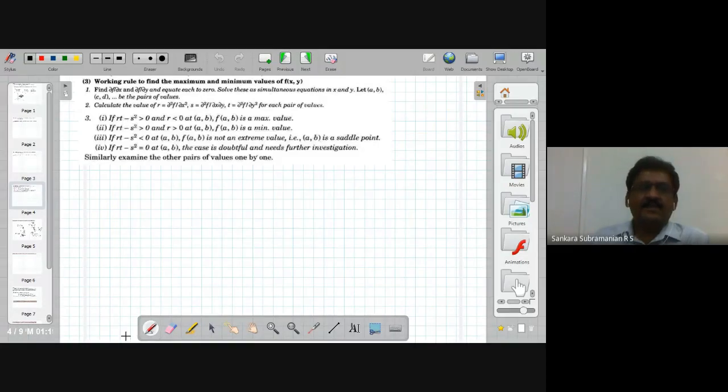Then the last one will be the decision model. If RT minus S square is greater than 0 and R is less than 0, then we say it is a maximum. If RT minus S square is greater than 0 and R is greater than 0, we say it is a minimum. If RT minus S square is less than 0, we say that it is a saddle point. If it is equal to 0, this is a situation where we need to go for some other analysis, right?